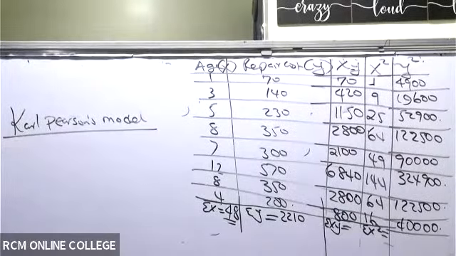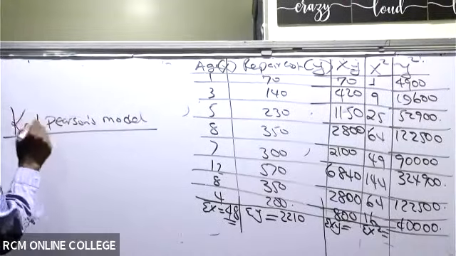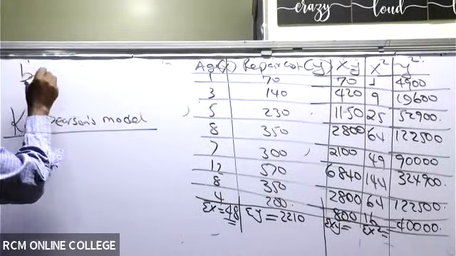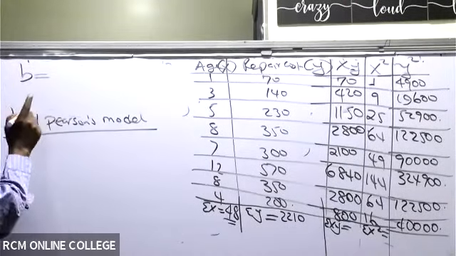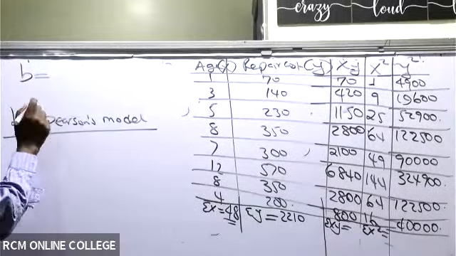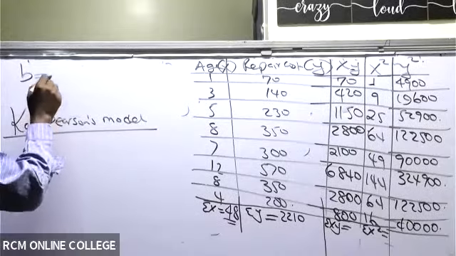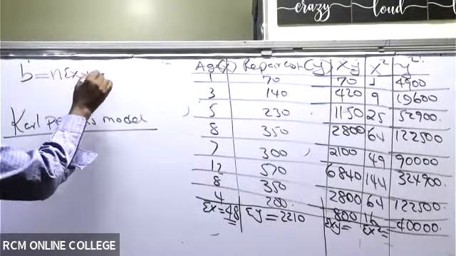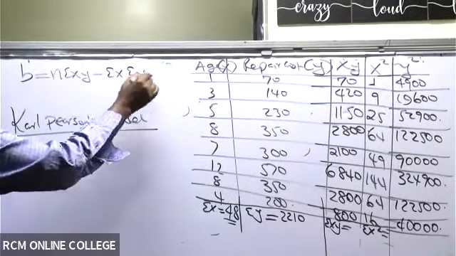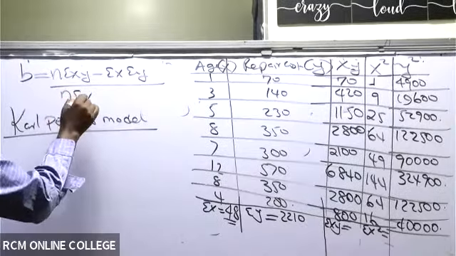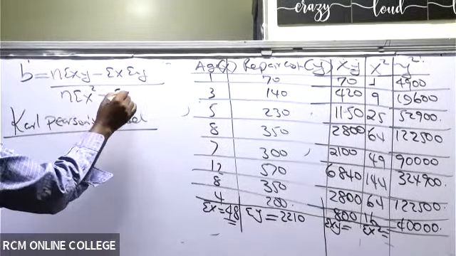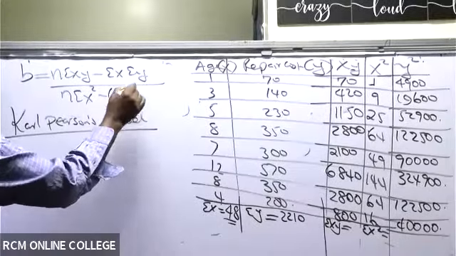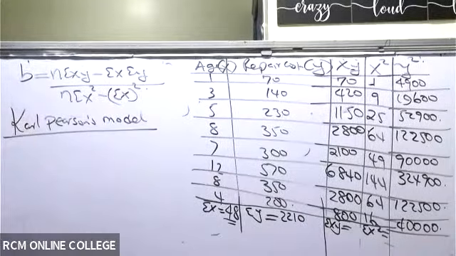The person who taught me this told me that for you to be able to remember the Karl Pearson's, always start by remembering the formula of b. When you remember the formula of b, then the Karl Pearson's correlation model will be very easy. To get b, we normally take n summations of xy minus sum of x, sum of y, all over n sum of x squared minus bracket sum of x squared. That is the formula for getting b.